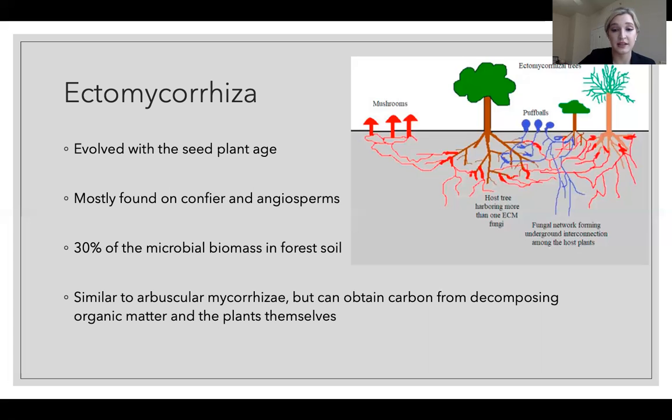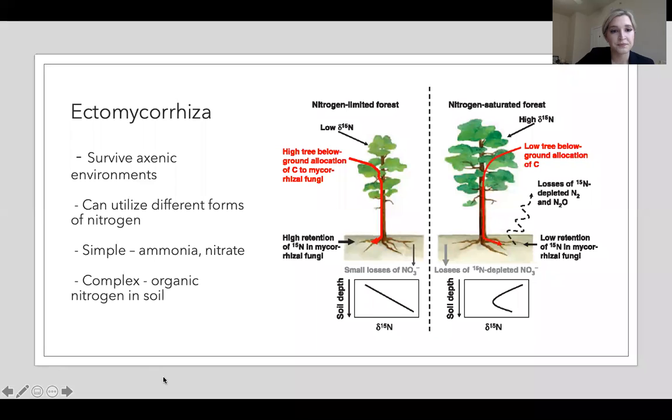Whereas ectomycorrhiza has the ability to obtain that carbon from decomposing organic matter, which is great because a lot of times on the forest floors, there's a lot of dead foliage, fallen leaves, ground plants, stuff like that, that when they decompose, ectomycorrhiza can use that carbon from those different organisms. There's also been a lot of studies on ectomycorrhiza because they can survive axenic environments. Axenic environments means that they're the only microorganism, so they can survive on their own essentially.